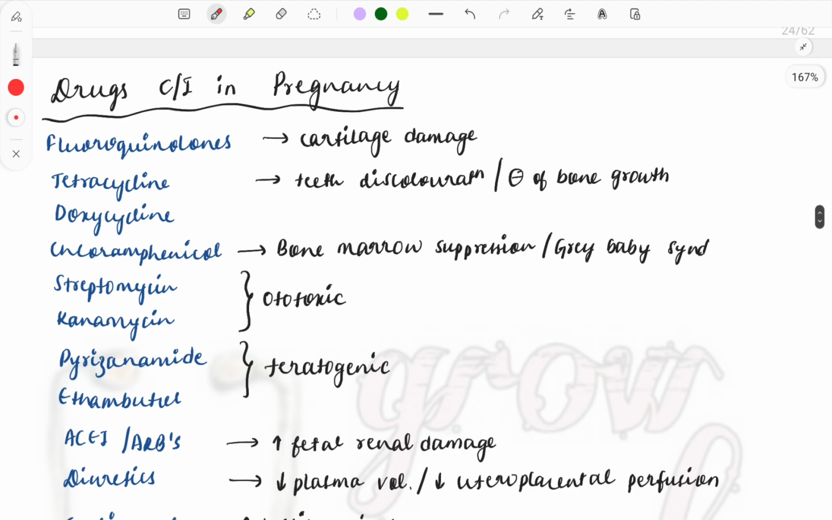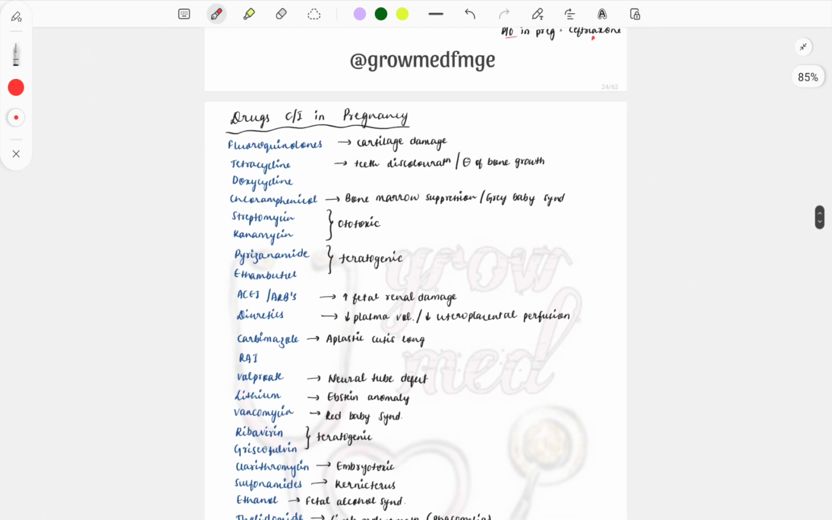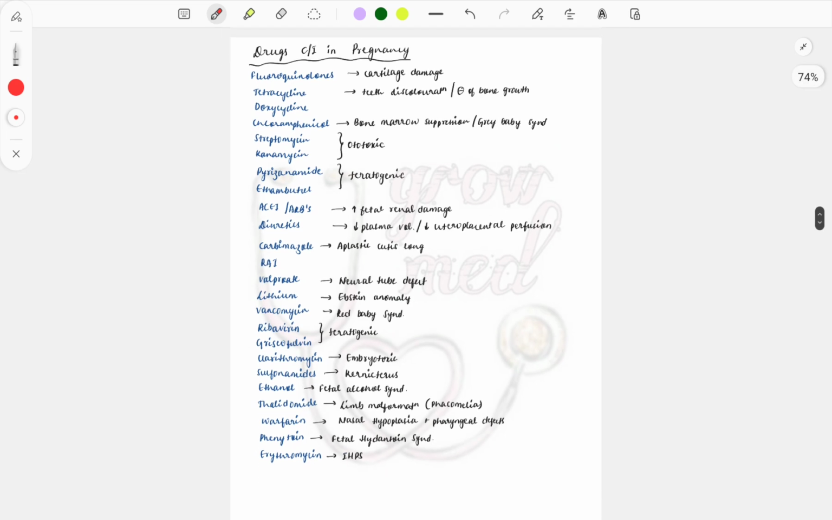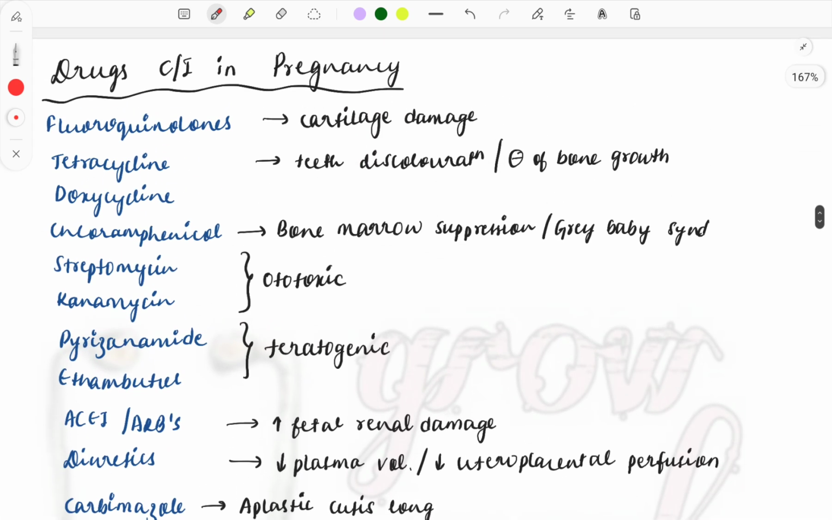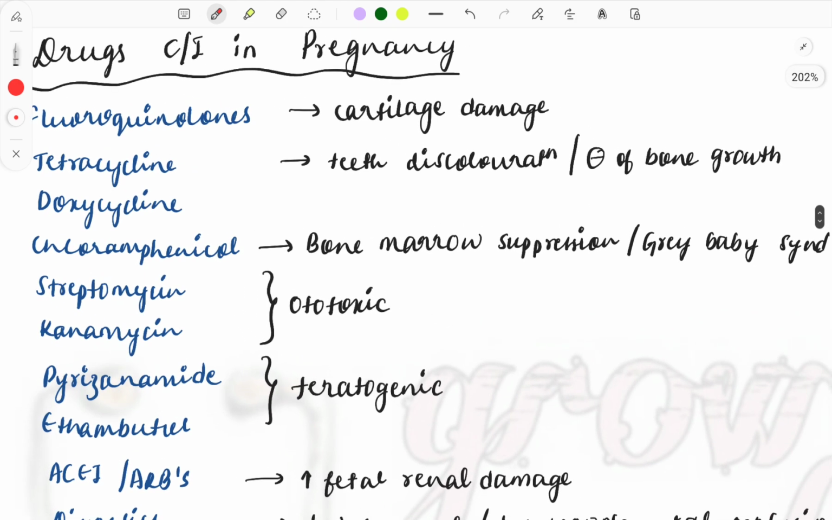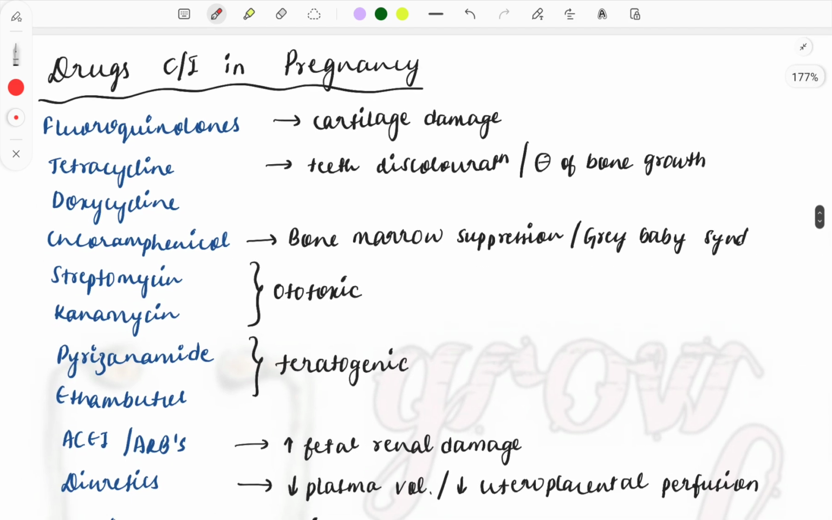Then drugs which are contraindicated in pregnancy, important from pharma. These are the drugs, and these are the effects they cause to the baby, so that's why they are contraindicated. Fluoroquinolones cause cartilage damage. Tetracyclines cause teeth discoloration, and both tetracycline and doxycycline, both cycline drugs, cause teeth discoloration and inhibition of bone growth. Chloramphenicol causes gray baby syndrome and bone marrow suppression.